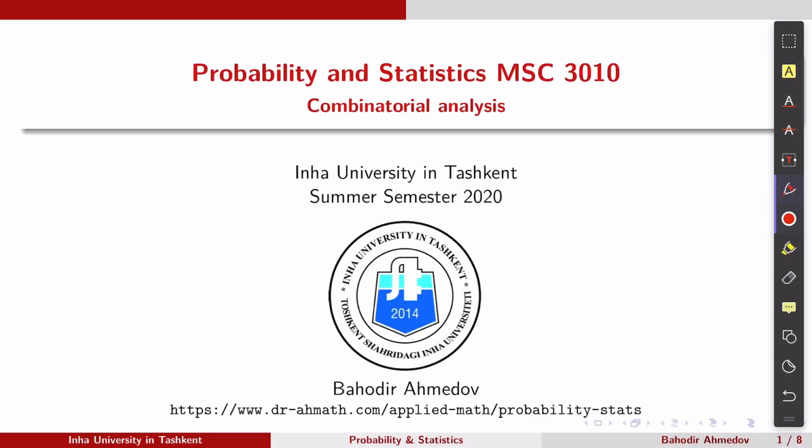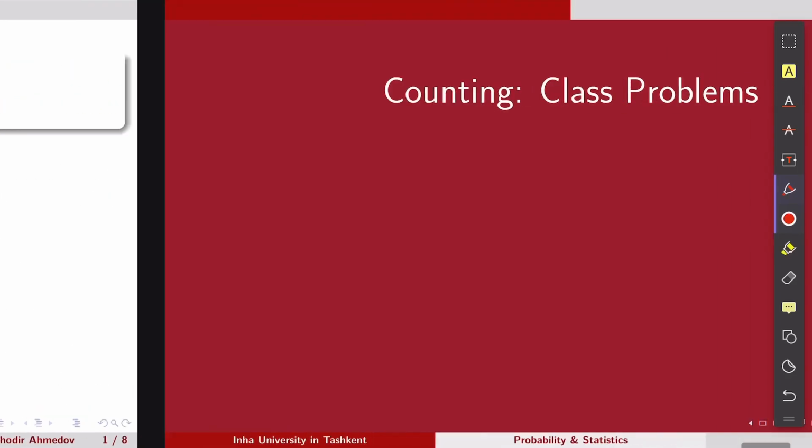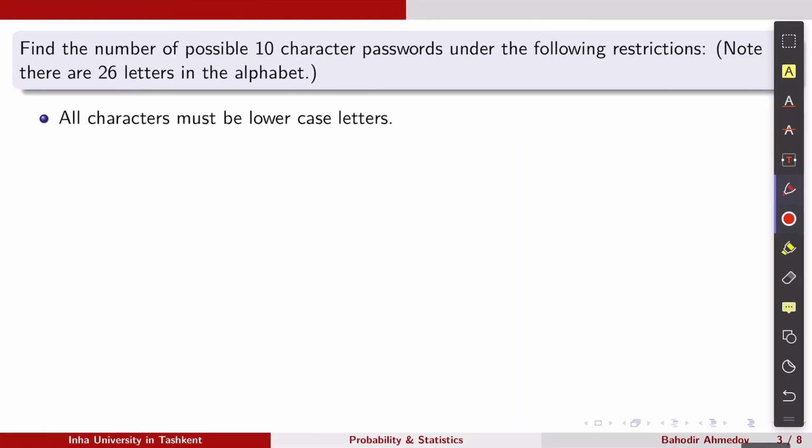In this lecture, we're going to continue our discussions about the combinatorial analysis, and we're going to solve a couple of problems in order to understand which formulas we need to use in which situations. So let's start the problems. Find the number of the possible 10-character passwords under the following restrictions.